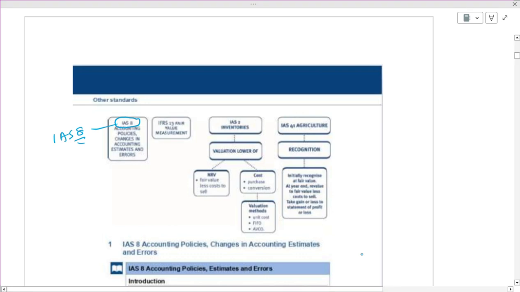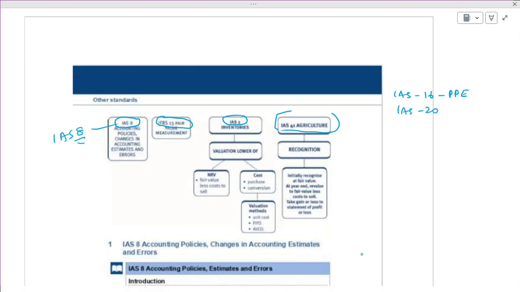Now, fair value is IFRS 13. Inventory is IAS 2. Agriculture is IAS 41. As we have done IAS 16, property, plant and equipment, we have done IAS 20 and IAS 23, government grants and borrowings. We have done IAS 36, impairment of assets. We have done IAS 40, investment property.